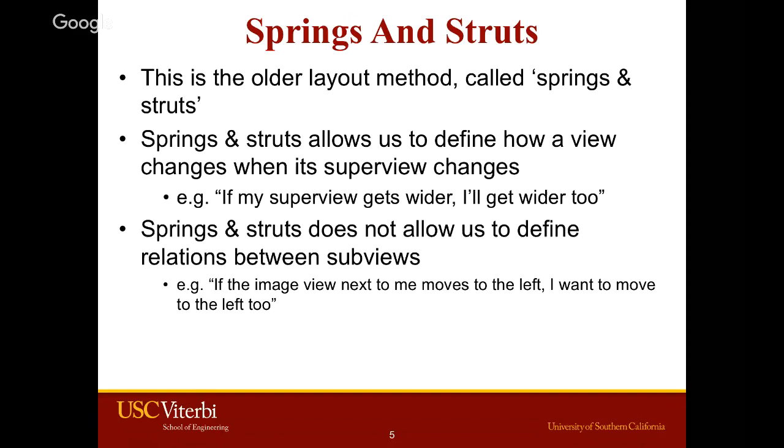So if I use springs and struts, I can say, if the blue view changes, I want something to happen to this red view. But I cannot say I want this orange view to always be below the red view. I can't specify relationships between the sibling views. And that's very bad because sometimes you're going to see views overlap each other, and springs and struts does not provide you with a mechanism to have relationship between views. And guess what? That's auto layout.